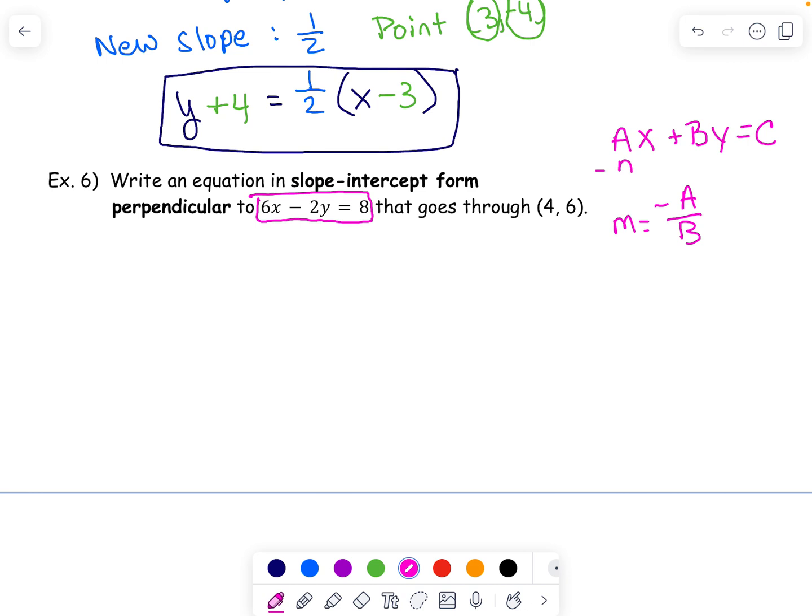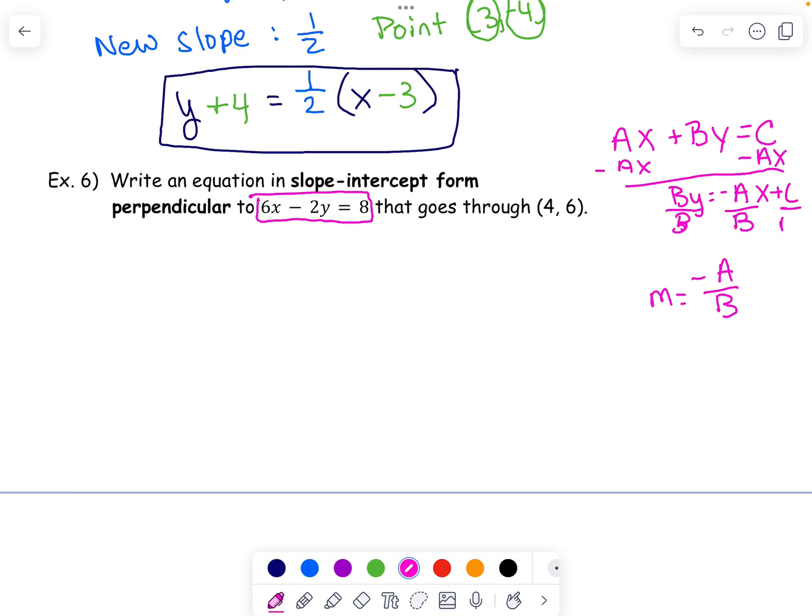Now, that's a shortcut. It's because if I subtracted AX on both sides, let's move this down a little bit. There it goes. If I subtracted AX on both sides, I would get BY is equal to -AX plus C. And then I would have to divide every term by B. And you can see that when y is alone, you'll have the opposite of A over B. And that's why the slope, if you want a shortcut, if it's in standard form, is the opposite of A over B.